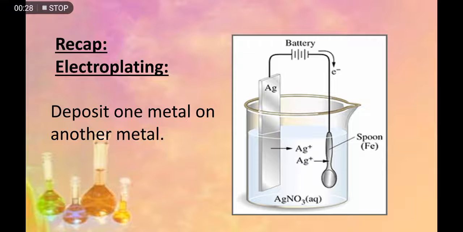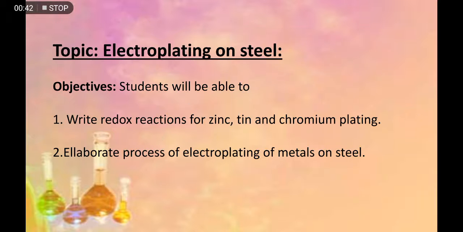We want to deposit silver metal on a metallic iron spoon. Silver metal will act as anode and its ions will deposit on the iron spoon. So it's all about electroplating.